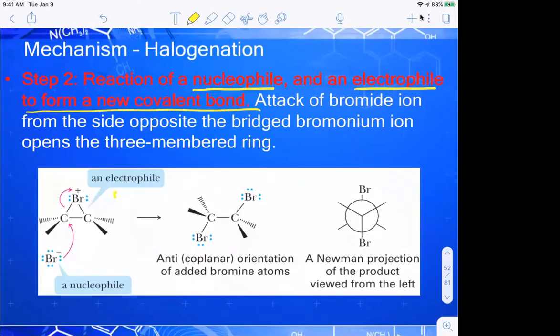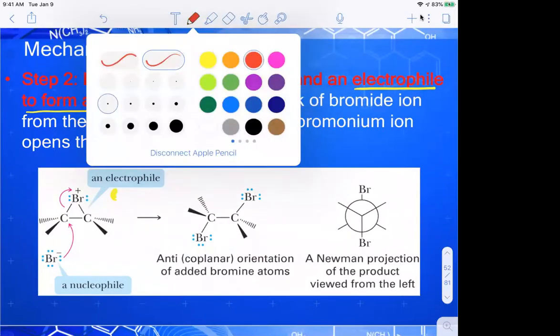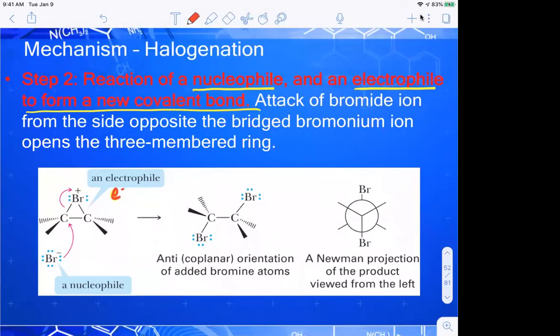This bromonium ion is electron poor. Remember, it's got a positive charge. This is a nucleophile. This is electron rich. So these electrons are going to come in and kick out this bromine. But look at what happens.